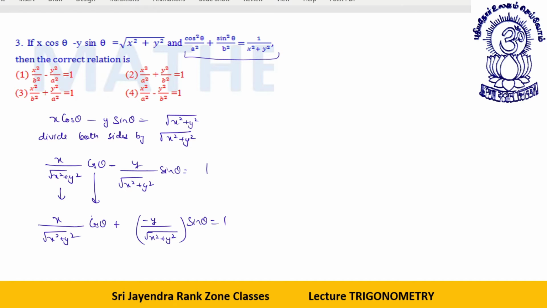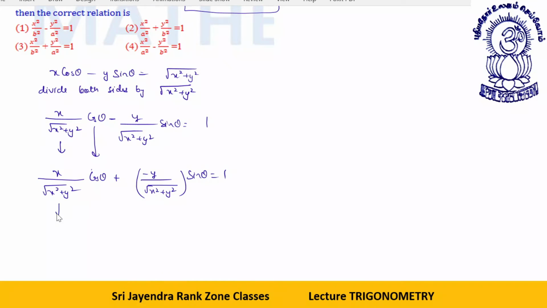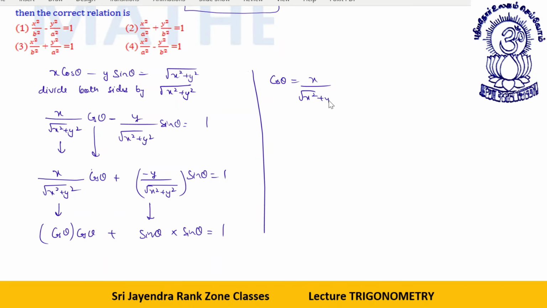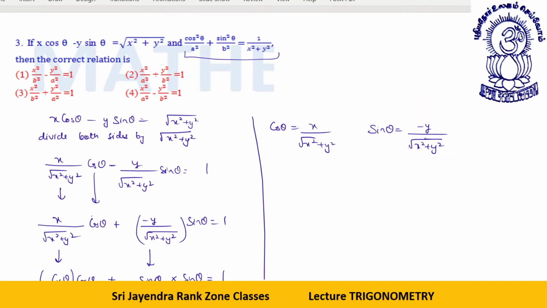Okay. Now this can further be interpreted as cos theta, cos theta. This thing is cos theta plus this thing can be read as sine theta into sine theta is equal to 1. So we have a value of cos theta and we have also a value of sine theta. Okay. Cos theta can be read as x upon under root x square plus y square, and sine theta can be read as minus y upon under root x square plus y square.